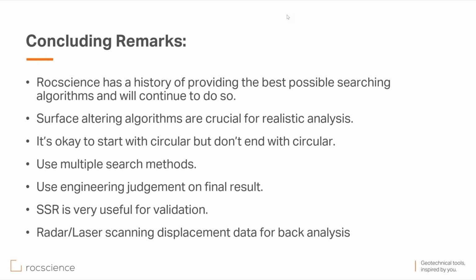Now, if you apply surface altering and you do the same analysis and you take the ellipsoid and alter it, you end up with a factor of safety of 1.3. So that's about a 20% drop. 2D, from what we've seen with cuckoo search and surface altering, is about 1.1.